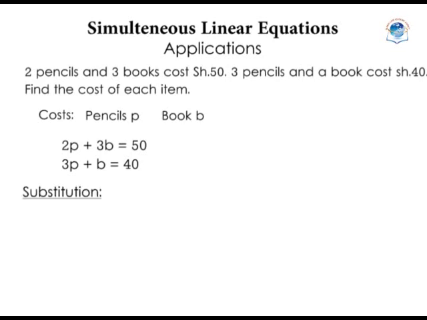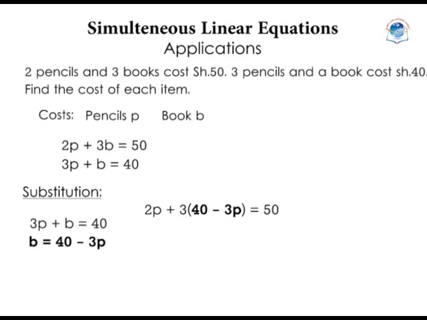Let's start with substitution. We rearrange the second equation. 3P plus B equals 40. When we rearrange, we get B is equal to 40 minus 3P. We substitute this into equation 1. 2P plus 3 times 40 minus 3P is equal to 50. 2P plus 3 times 40 is 120. 3 times minus 3P is minus 9P. That is equal to 50.